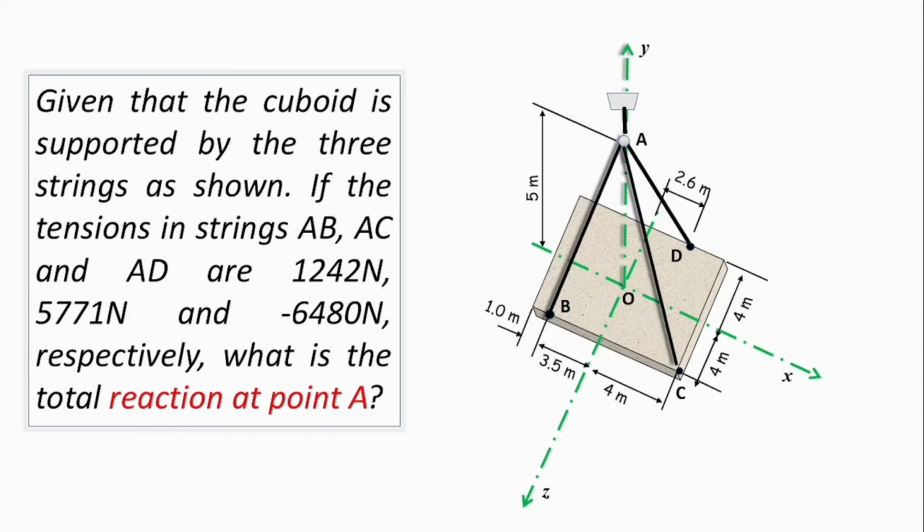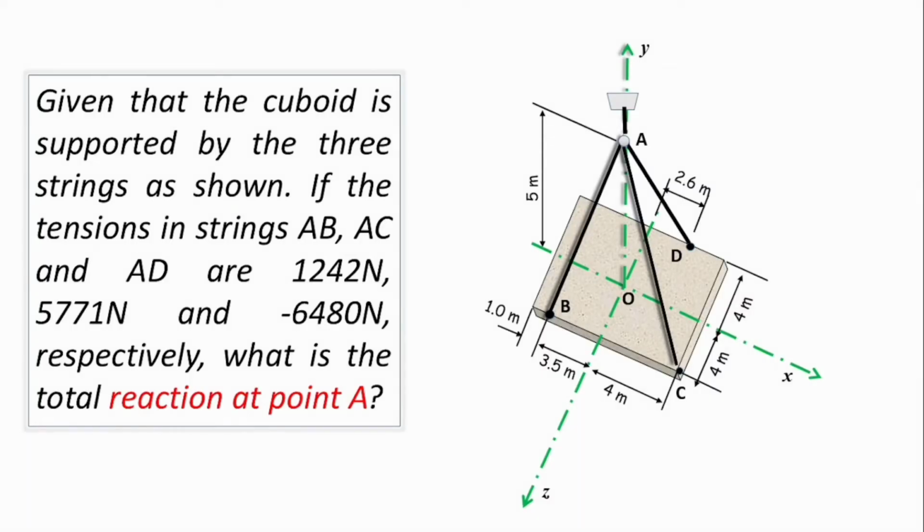If the tensions in the strings AB, AC, and AD are 1242 newtons, 5771 newtons, and minus 6480 newtons, respectively, what is the total reaction at point A? Total reaction at point A is just saying what is the resultant of all these forces acting at point A. So A is the point of focus.